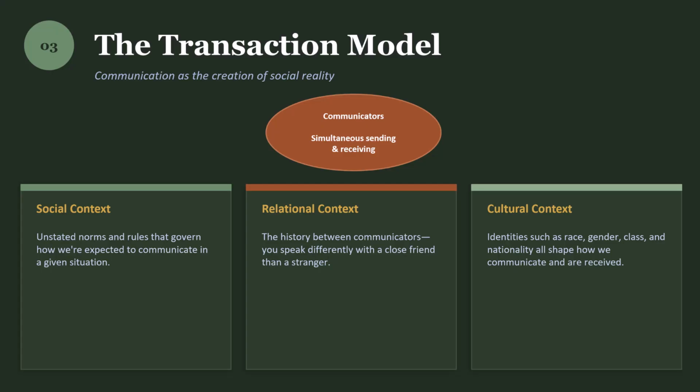That's the insight behind the transaction model. The transaction model argues that communication is not a back and forth exchange of messages. It's simultaneous, ongoing. It's a process in which people are sending and receiving at the same time. Because of this, we drop the labels sender and receiver entirely. Instead, both participants are called communicators.